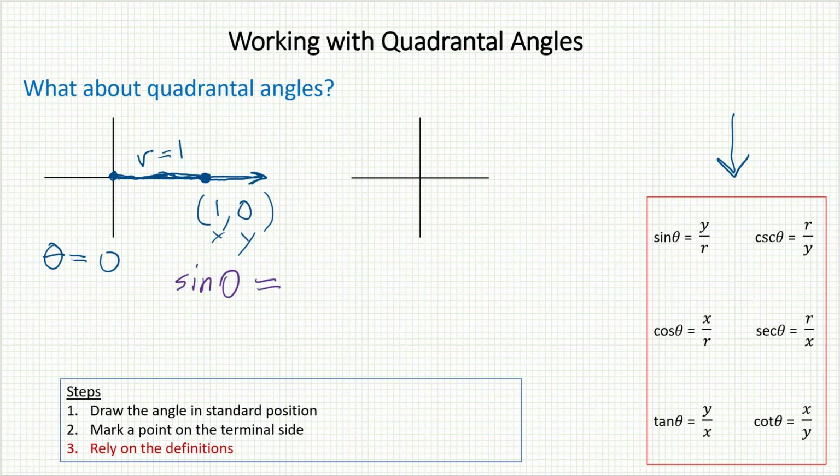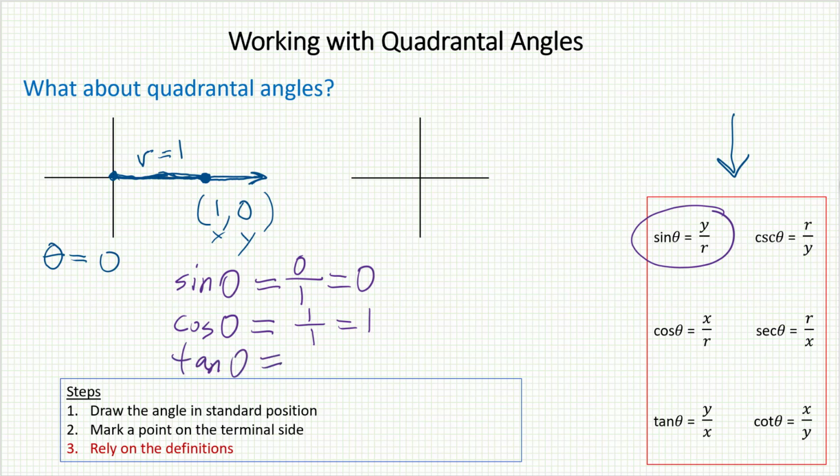Let's see, sine of 0 would be y over r. My y is 0, my r is 1. 0 divided by 1 is 0. Cosine of 0 radians, cosine is x over r. That's 1 over 1, which is 1. Tangent of 0, y over x, 0 over 1, which is 0.